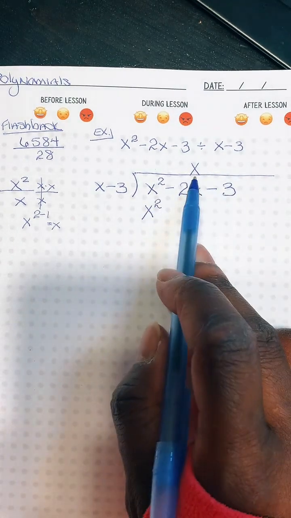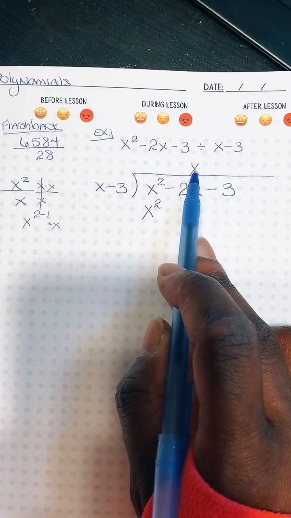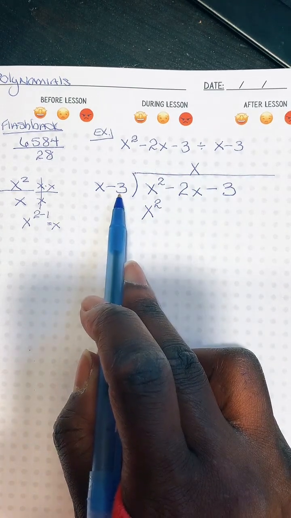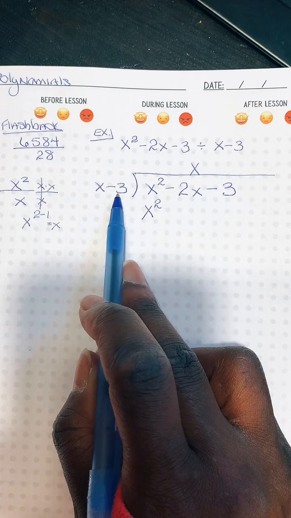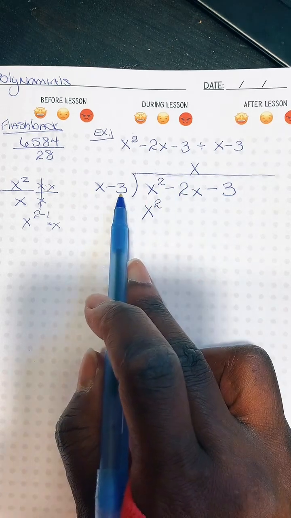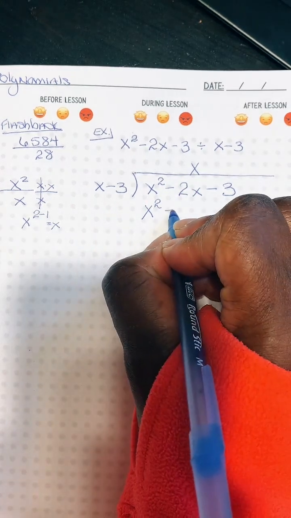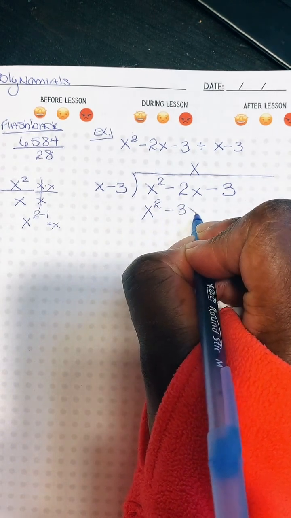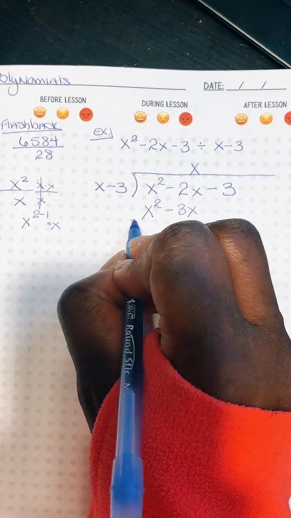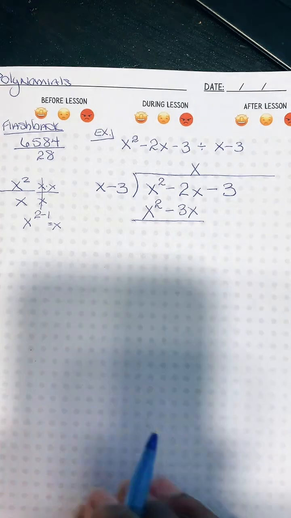So now I'm going to use this x again. But this time, I'm going to multiply it with the negative 3. So x times negative 3 gives me negative 3x. And I'm going to stop right here and see how you're doing.